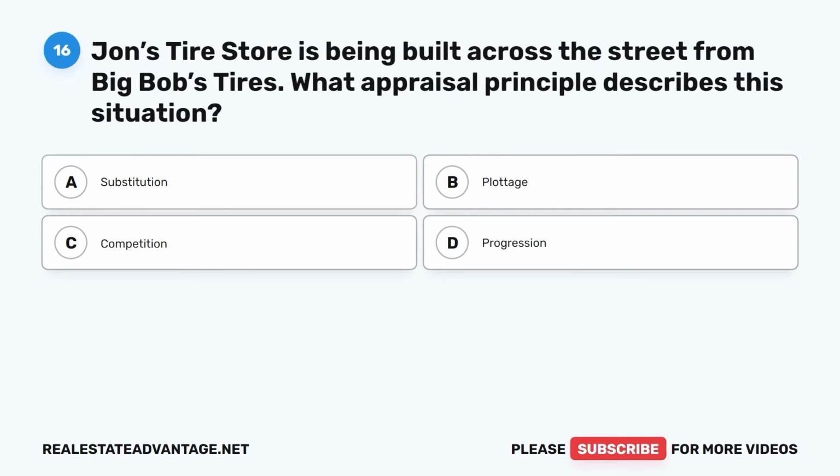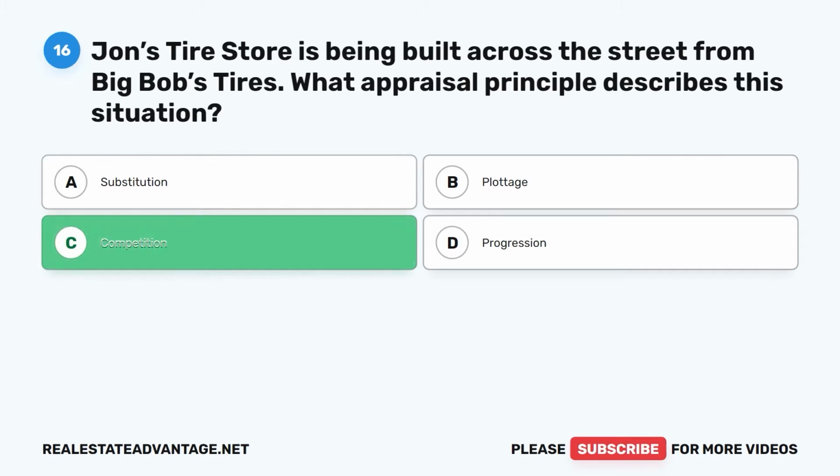Question 16. John's Tire Store is being built across the street from Big Bob's Tires. What appraisal principle describes this situation? A. Substitution. B. Plottage. C. Competition. D. Progression.